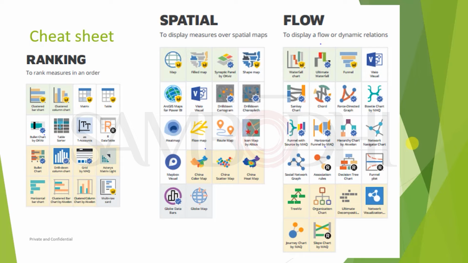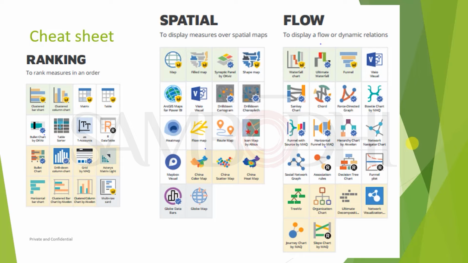So you have the option to sort in clustered bar charts, matrix chart, tabular chart, and then you have some unknown T accounts, and then there is table sorter. So something which works on sorting is the chart which you can make use of to identify the ranking. So this group of charts is made use of for identifying the rankings.